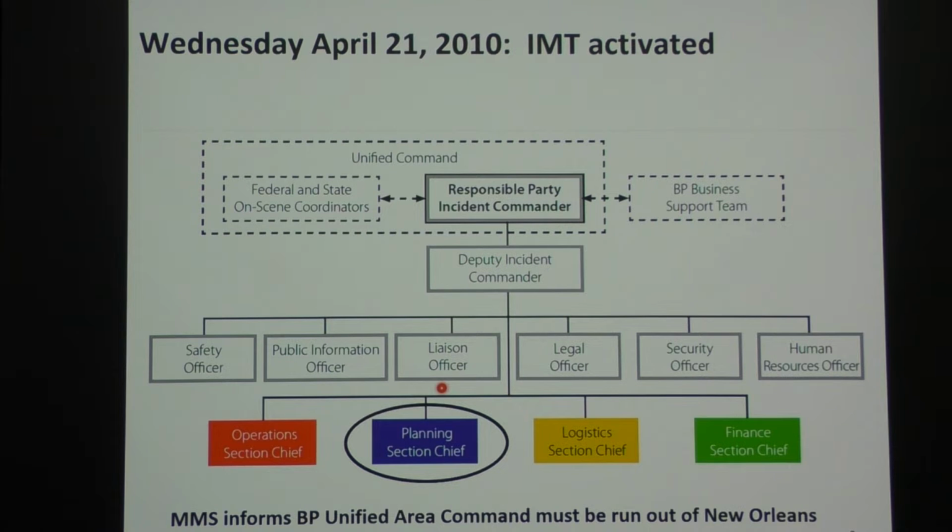The MMS called to inform us that BP Unified Area Command, the heart and the command center for this accident, had to be run out of New Orleans. We could not run it out of the place where we fully expected to run it, which was Houston. That's because the MMS was based in New Orleans. This was a huge shock to us, and they'd never told us that they were going to do this before in the case of a major accident.